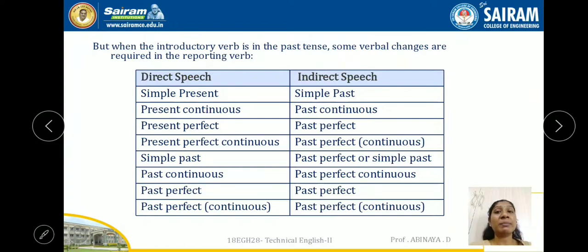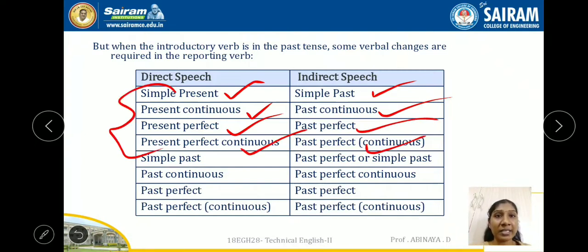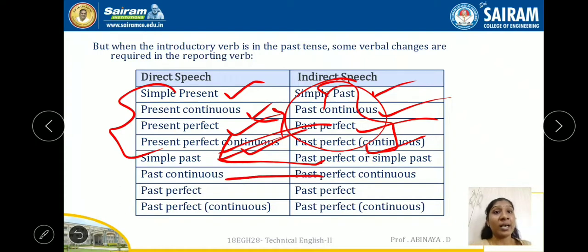If the main verb is past tense and the quoting verb, which means the reporting verb, is simple present, change that reporting verb into simple past. If this reporting verb is present continuous, change that into past continuous. If it is present perfect or present perfect continuous, all these present forms have to change into past, right? And if past itself has come in the reporting verb, that has to change as simple past to past perfect, past continuous to past perfect continuous, past perfect to past perfect continuous.